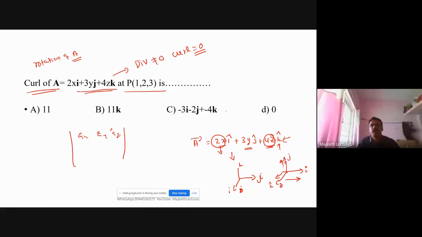Please remember, suppose they give 2yi plus 3xj, right? Find the divergence of this vector. This is a vector. Here the vector direction is i, but the component is along the j direction. Here the vector is j, but the component is along x, that is the i direction. Here you see, this will give rotation, but the earlier one will give spread only, right?